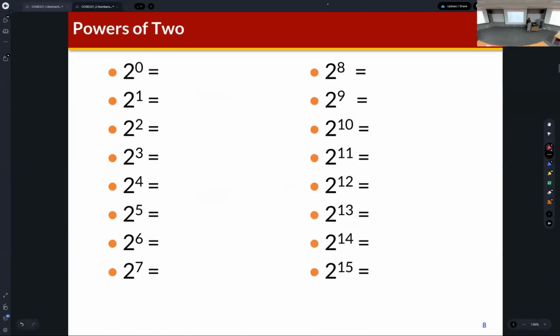Then what are the powers of 2? Why do I choose this? Actually, this is very simple. I believe my daughter can calculate this. So it's 1, it's 2, it's 4, it's 8, 16, blah blah blah. Then why do I show this slide? It's very easy, kind of an elementary course.